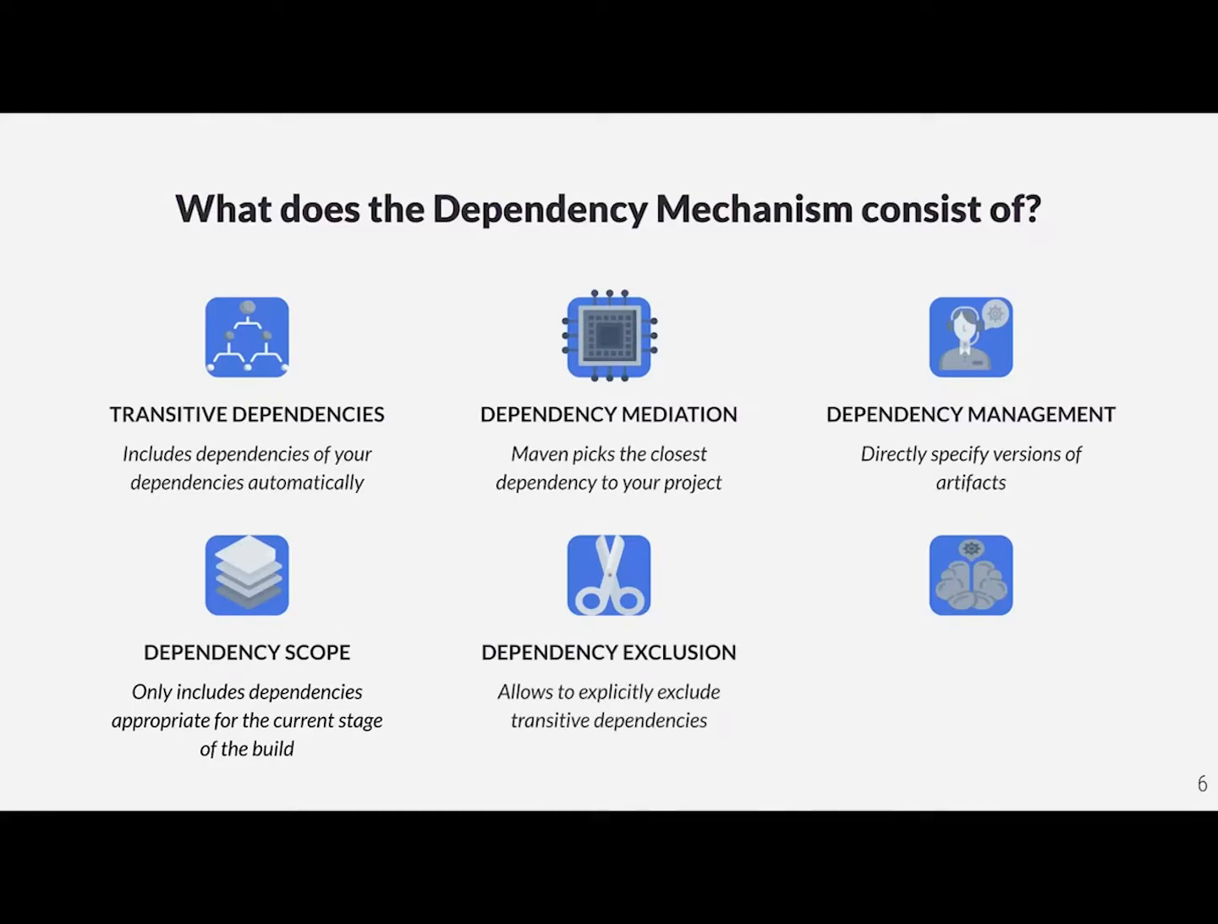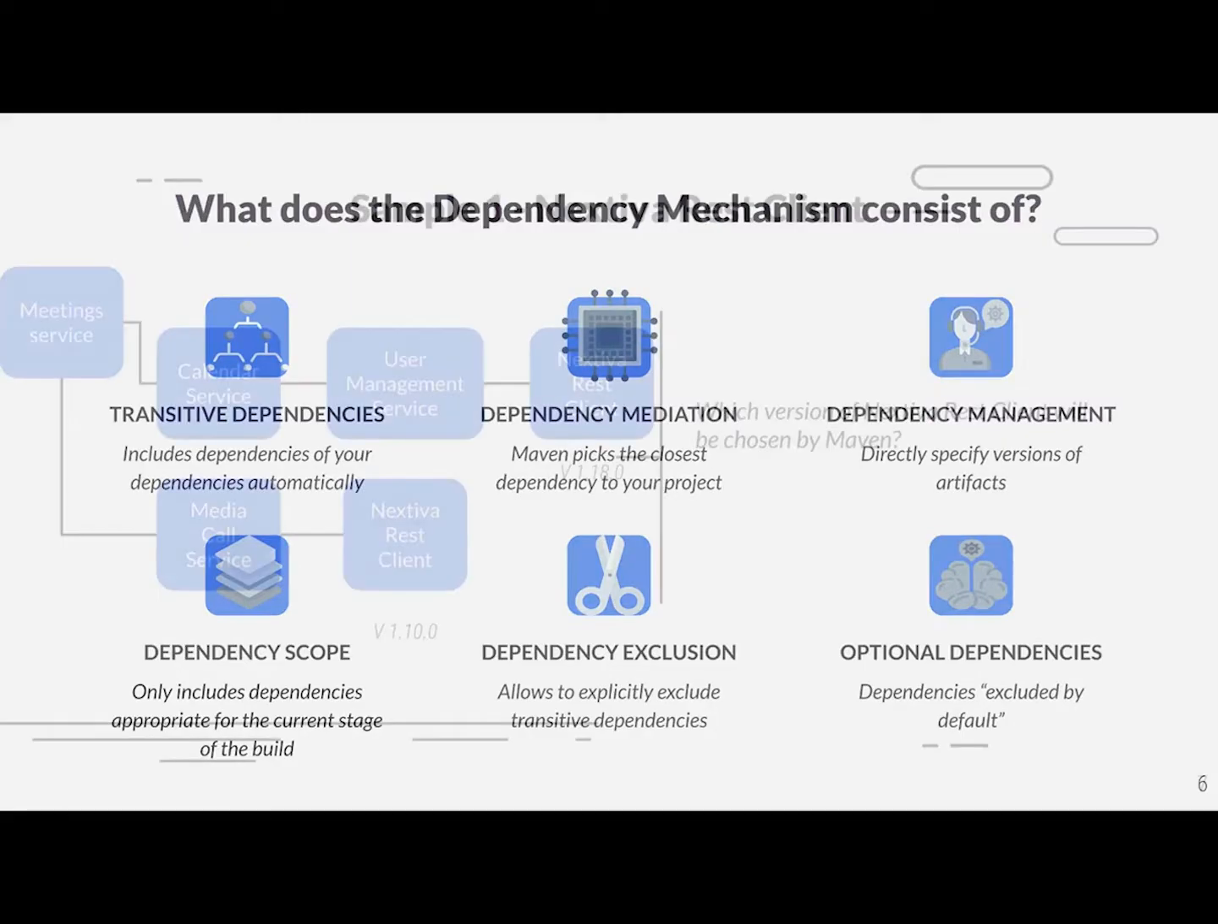We also have dependency exclusion. This allows us to explicitly exclude transitive dependencies that we may not need in our current build, and it also offers the option to declare optional dependencies. Those are dependencies that are excluded by default. So basically, these are the things that the dependency mechanism consists of.